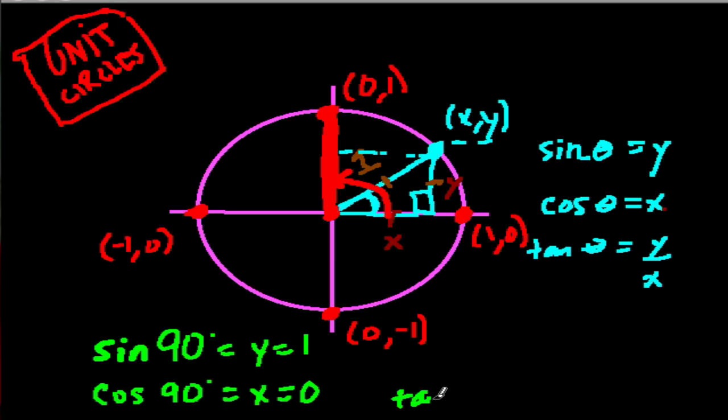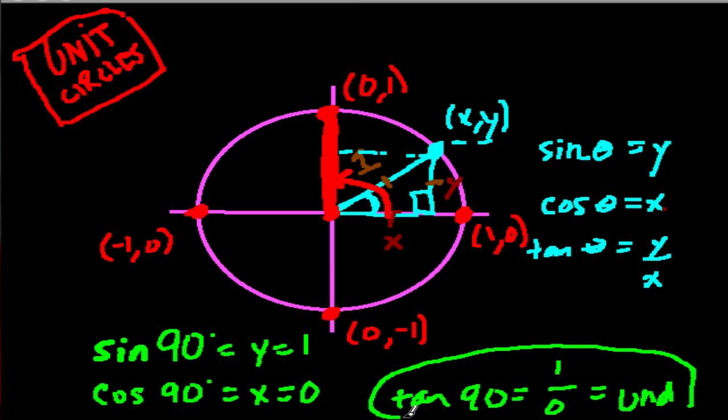The tangent of 90 is going to be equal to y over x, or 1 over 0. 1 divided by 0, we can't divide it by 0, so that's undefined. So that's interesting. Already we've established that some of these trig functions are undefined.